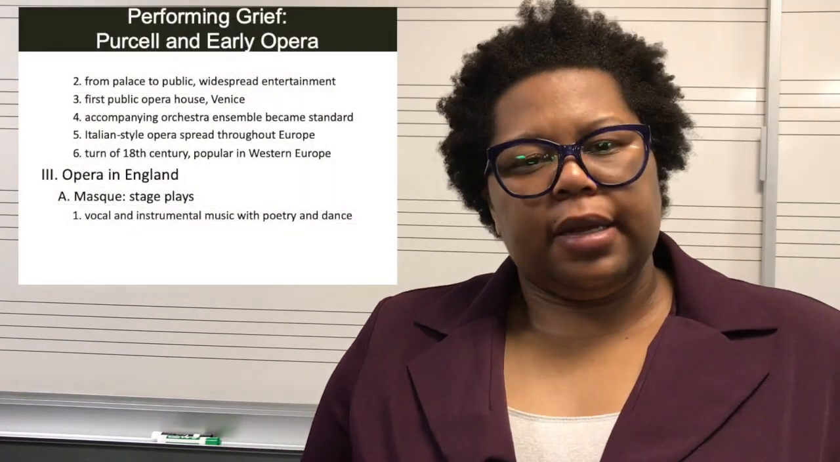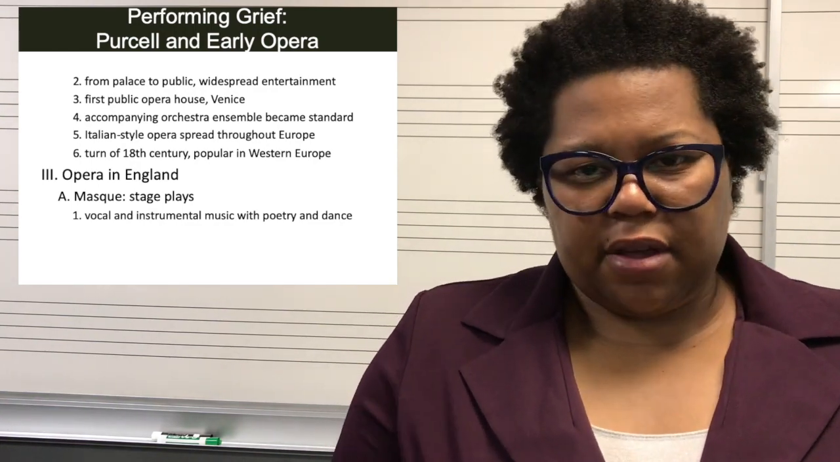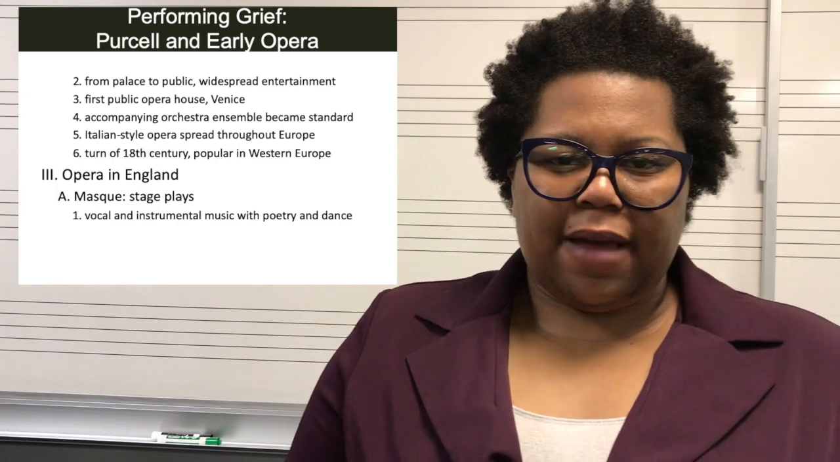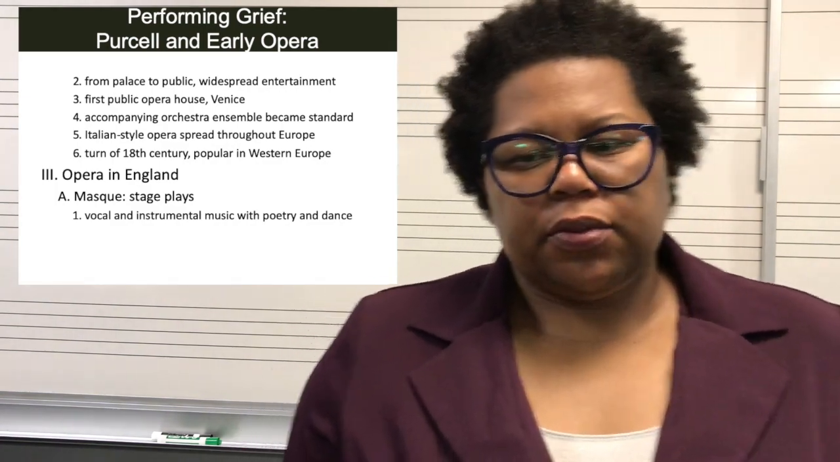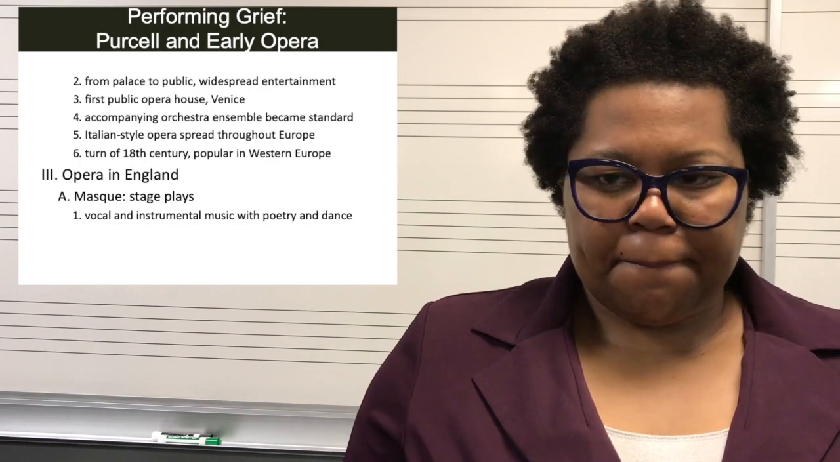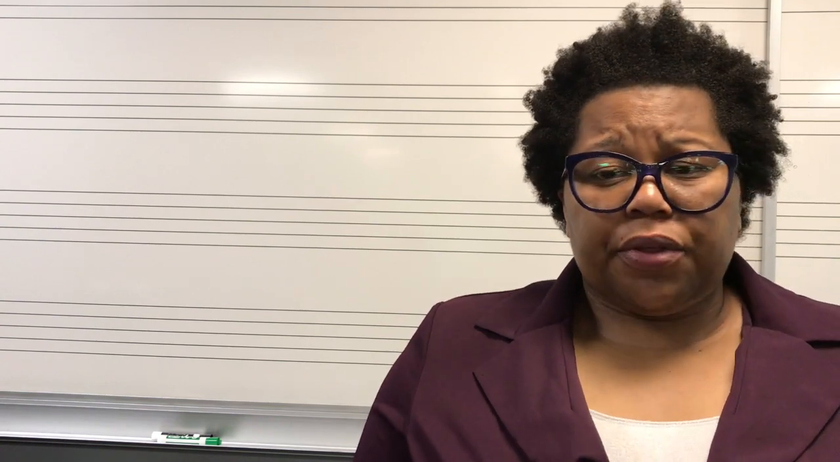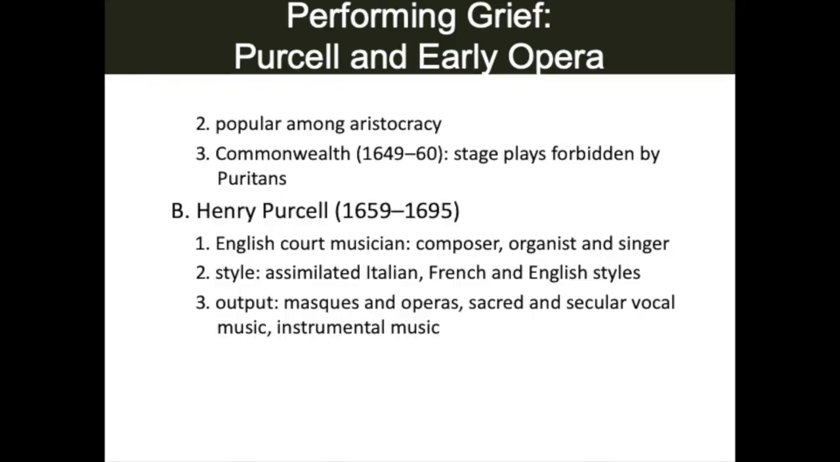Now we have opera in England, and the style of the opera is called the masque, where we have stage plays. And this was vocal and instrumental music with poetry and dance. This was very popular among the aristocracy. However, with the Commonwealth that was going on from 1649 to 1660, stage plays were forbidden by the Puritans.